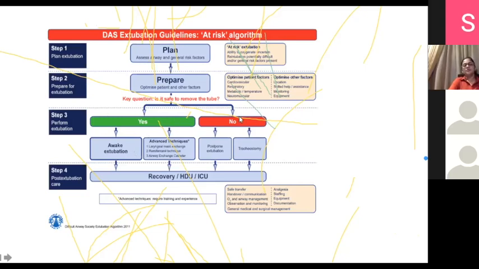But of course, if you think it's not safe to remove the tube, you need to postpone extubation. And this is when you might want to take your patient to the ICU or recover in the HDU, or you go for a tracheostomy, which is done electively. And again, the post-extubation follows the same as before: safe transfer and ensuring everything else is in order. So these two algorithms, the at-risk and the high-risk, are actually quite useful when you have your patient in front of you.